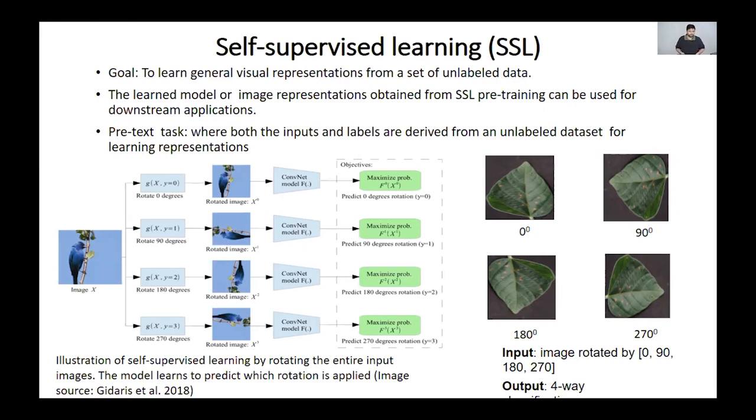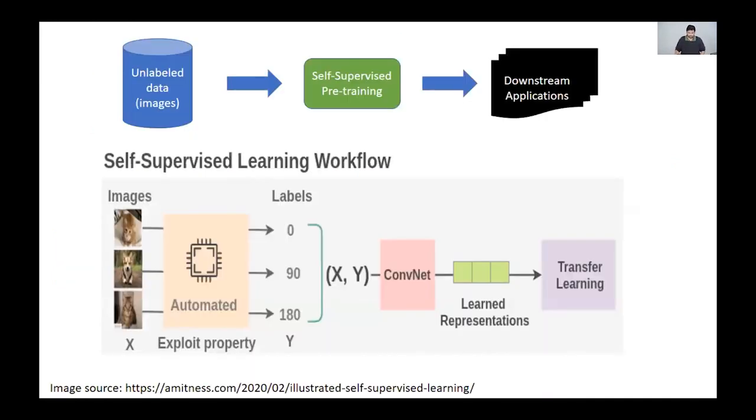The goal of the deep learning model is to predict the classification of the rotation angle from the training data. So once we have this trained model, we can use it for subsequent applications. To summarize, in self-supervised learning, we use unlabeled data for the pre-training stage. And once we do the pre-training using unlabeled data, we transfer it for downstream applications.